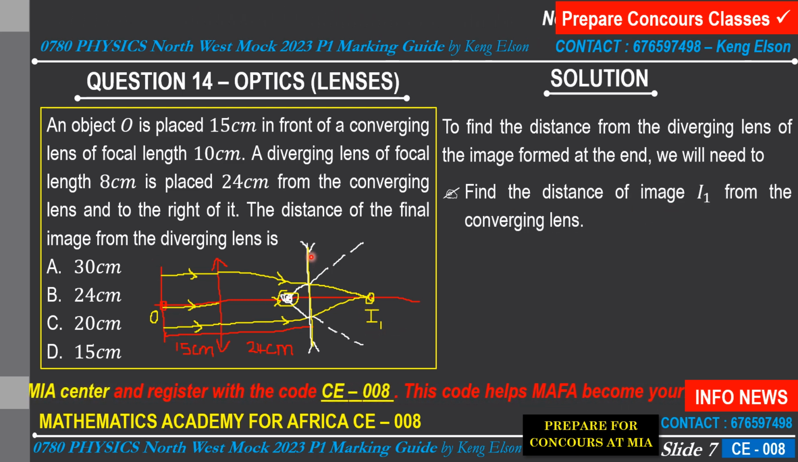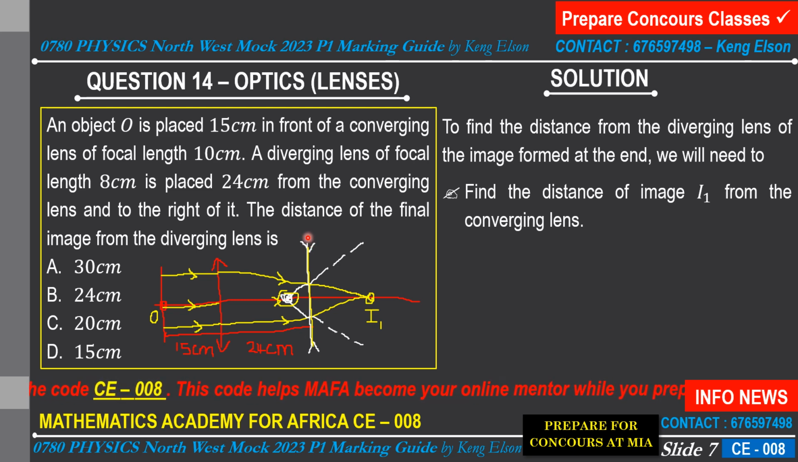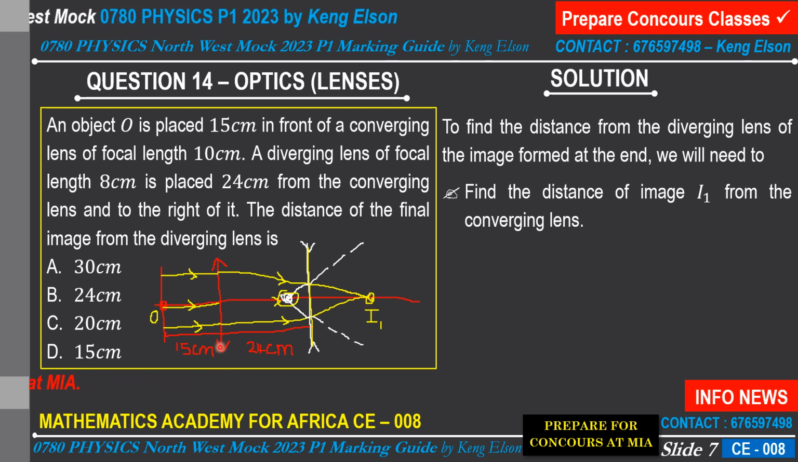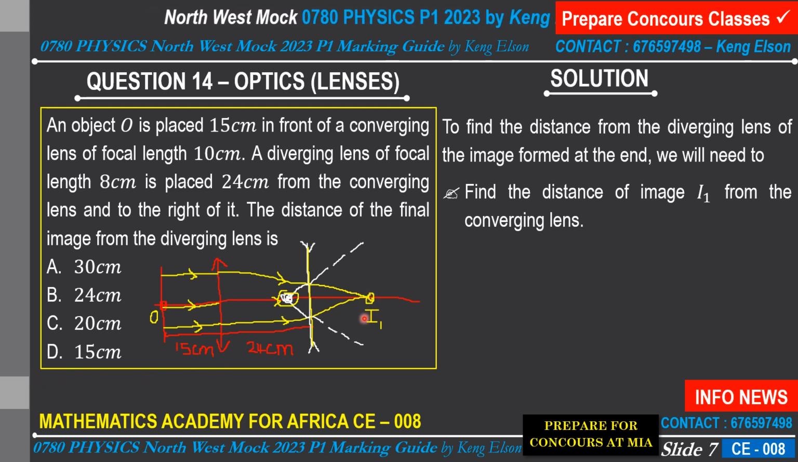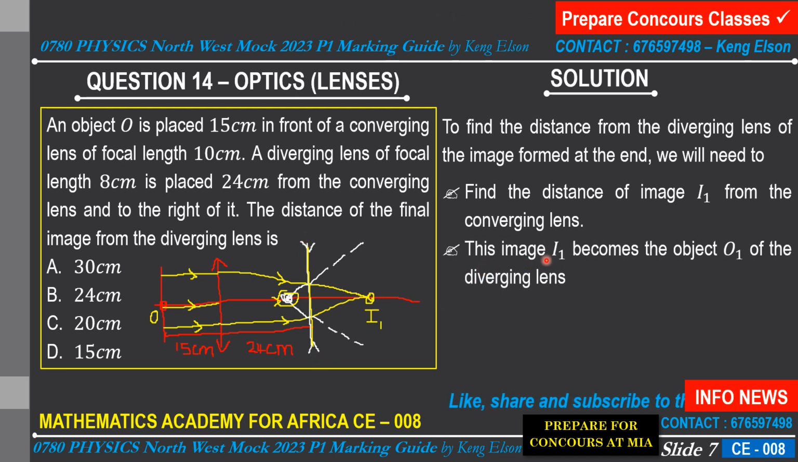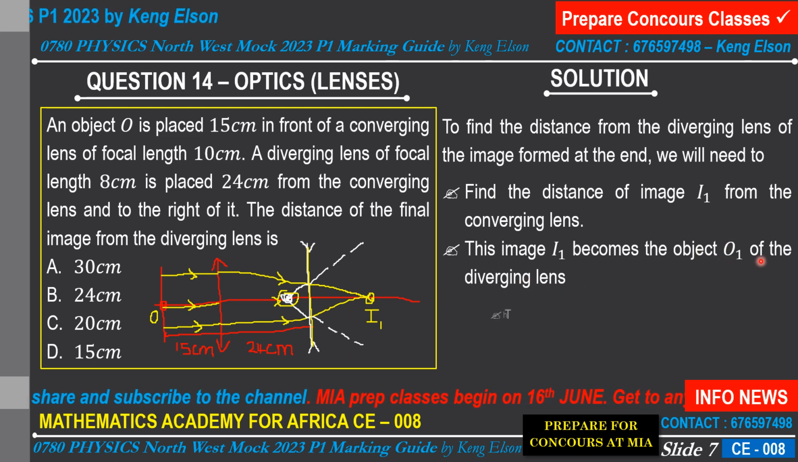So we are first going to consider that there was no diverging lens. We are going to find the distance of the image I1 from the converging lens, because this image I1 becomes the object of the diverging lens. So after finding that distance, definitely this image becomes the object of the diverging lens. I'm going to call that object O1.